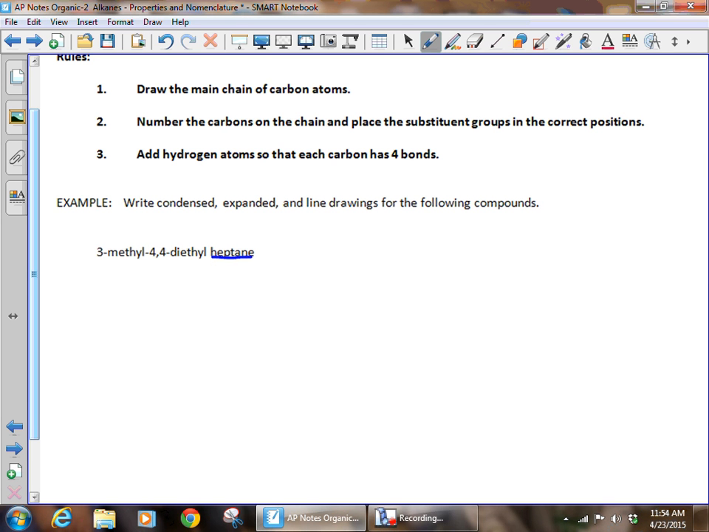I always pick out what it is first, which is heptane, and hept means 7 carbons. So there's my 7 carbons. It says that the 3 carbon should be methyl. And when I'm drawing the structure, I always make the left-hand one be my 1 carbon. So 3-methyl is going to go right here.